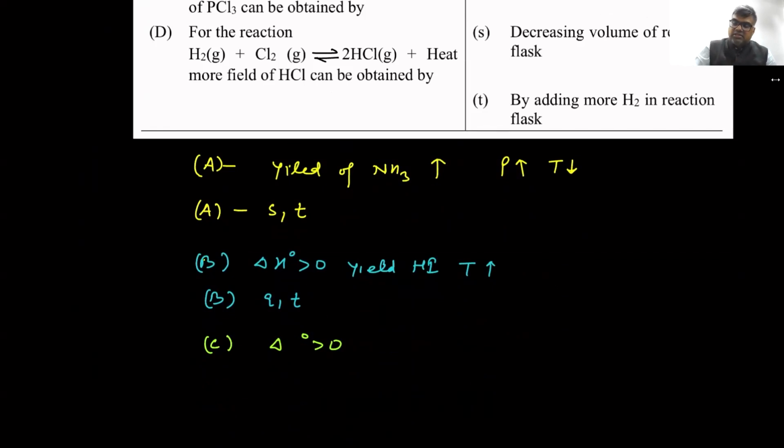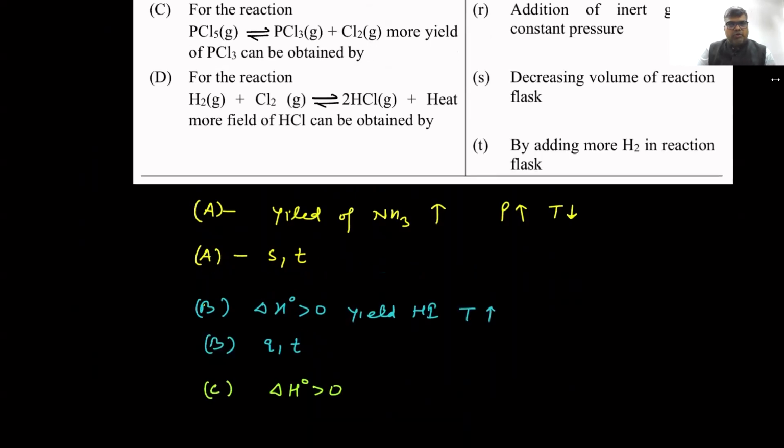But as I said, these kinds of combinations we'll tackle towards the later half of our lectures, when we complete around 10-15 lectures, then we'll do mixing of the topics. So delta H naught is positive in this third case. How do I know? Because heating of PCl5 will lead to PCl3 and Cl2. If I have to increase the yield of PCl3, I have to shift again in the forward direction. And for this forward reaction, since delta n is positive, a decrease of pressure and an increase of temperature is required.